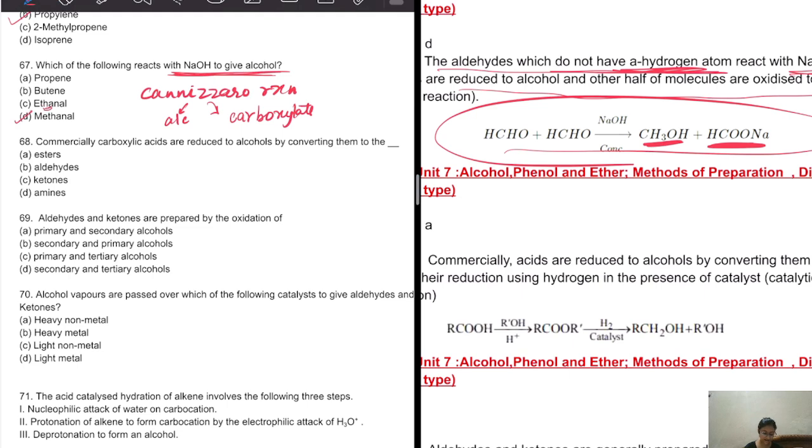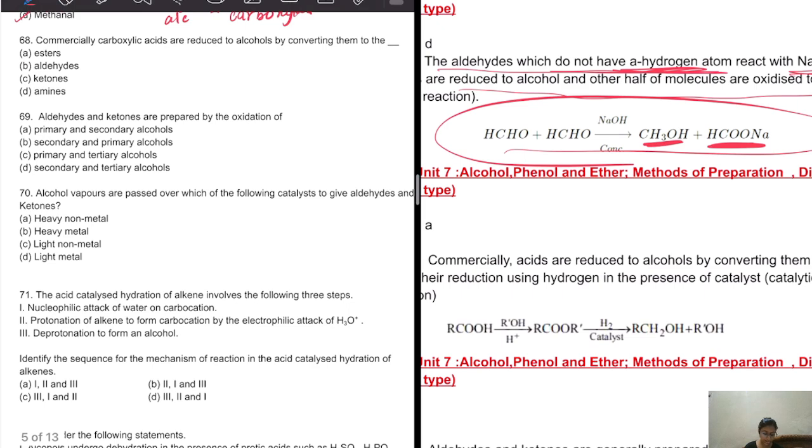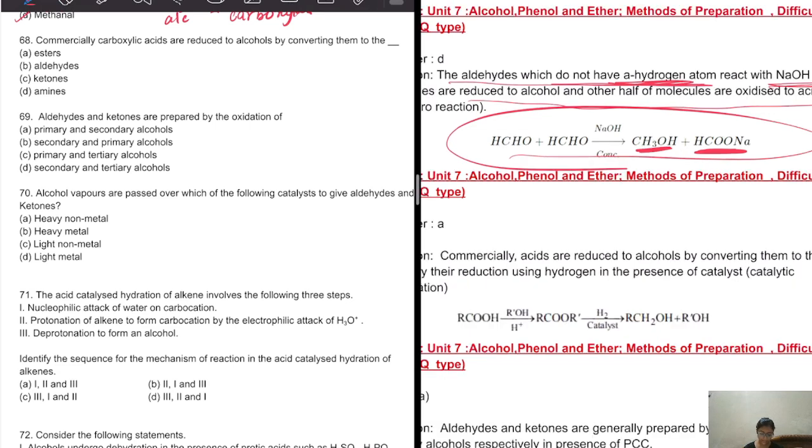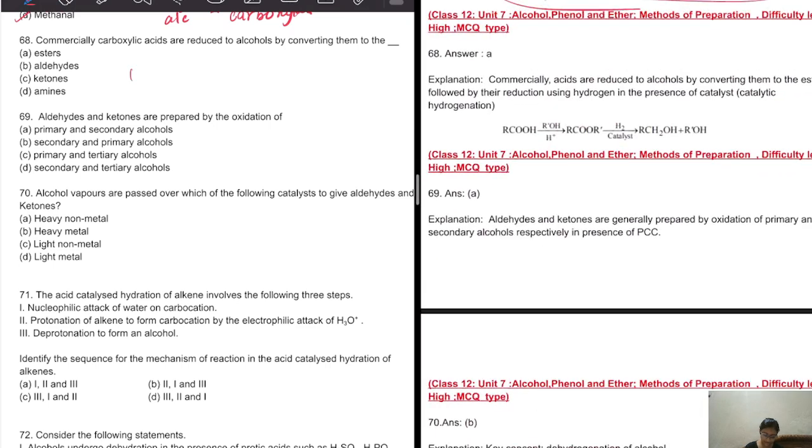See, this has alpha hydrogen. Why? Because it has a CH3 group with it. Now let's see the next question. Commercially, carboxylic acids are reduced to alcohols by converting them to... We have carboxylic acid.